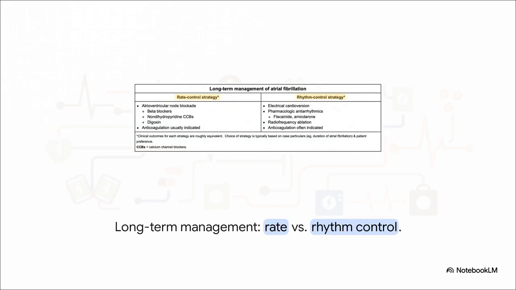For stable patients, we generally lean on a rate control strategy using AV nodal blocking agents. We're talking specifically about beta blockers or non-dihydropyridine calcium channel blockers like diltiazem or verapamil. But again, if the patient is hemodynamically unstable, they need immediate electrical cardioversion.